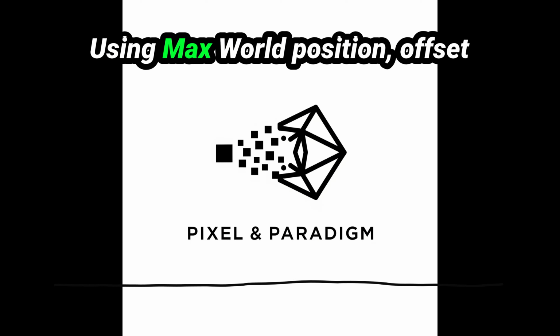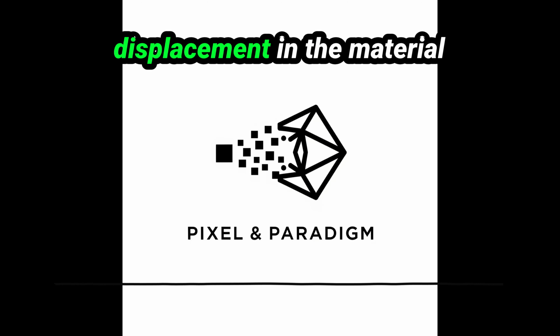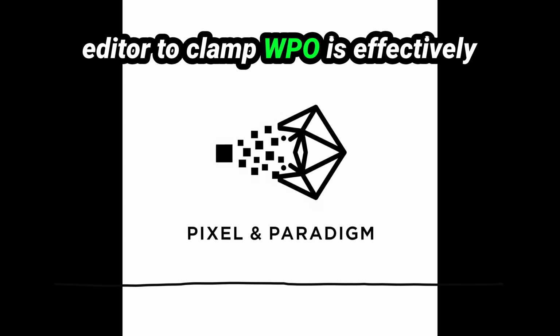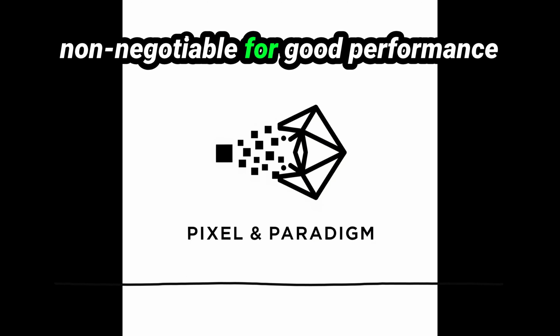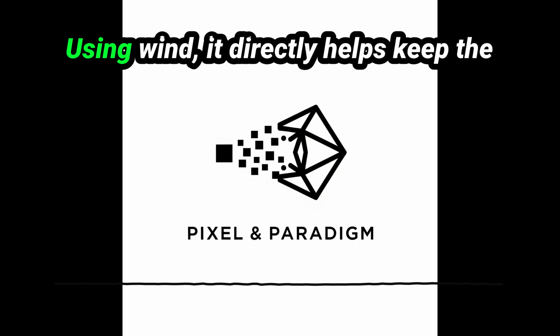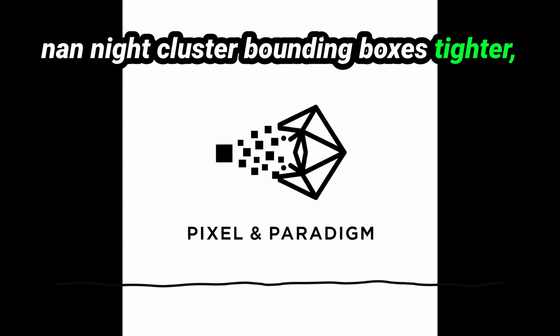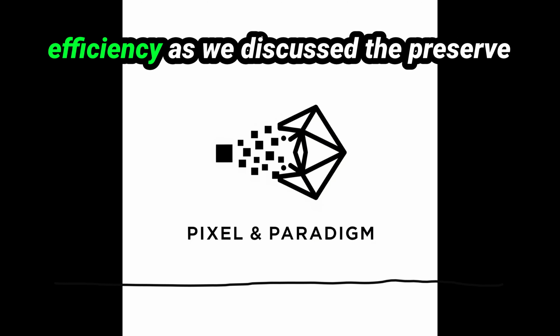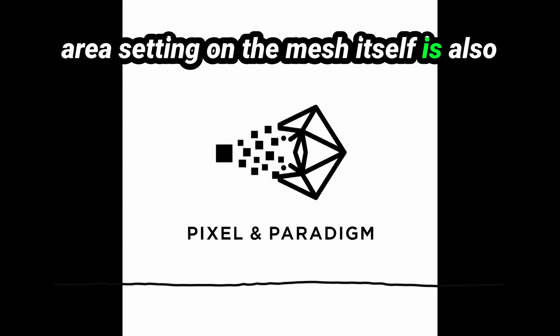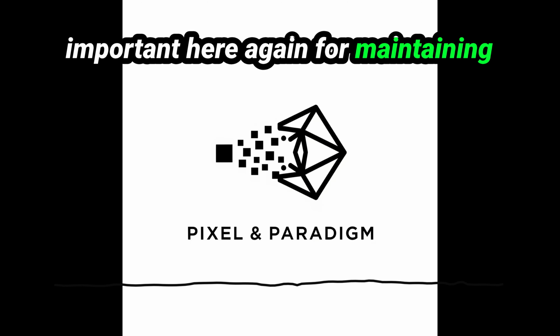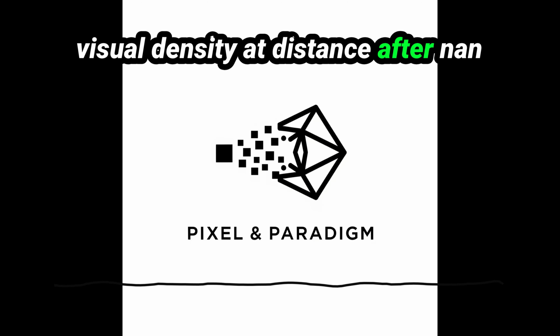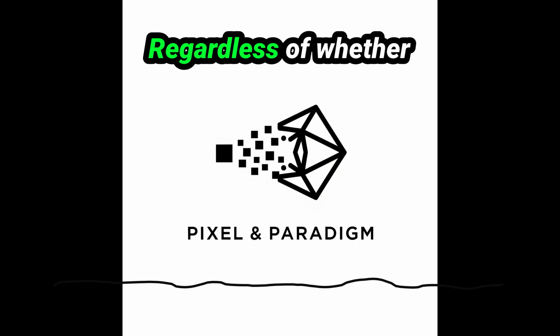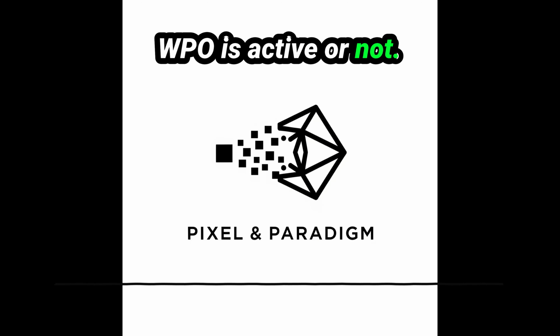Yes. Using max world position offset displacement in the material editor to clamp WPO is effectively non-negotiable for good performance on dense Nanite foliage using wind. It directly helps keep the Nanite cluster bounding boxes tighter, which significantly improves culling efficiency, as we discussed. The preserve area setting on the mesh itself is also important here again for maintaining visual density at distance after Nanite simplification has happened, regardless of whether WPO is active or not.